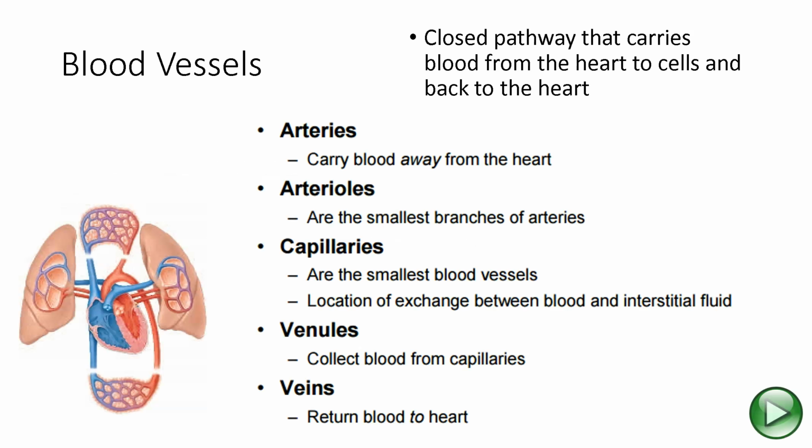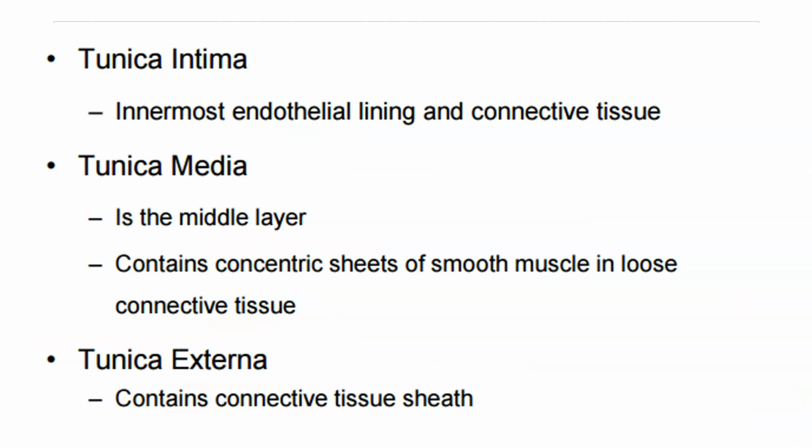Blood vessels. The last thing I'm going to talk to you about as far as the cardiovascular system goes. This is more of a circulatory system topic, but I just want to briefly introduce it to you. Blood vessels. Arteries: A for away. Arterioles are the smallest branches of arteries. Capillaries are the smallest blood vessels. This is where gas exchange occurs, and exchange with interstitial fluid. Venules collect blood from capillaries, and veins return blood to the heart. There is a layering of these tubes inside of our body.